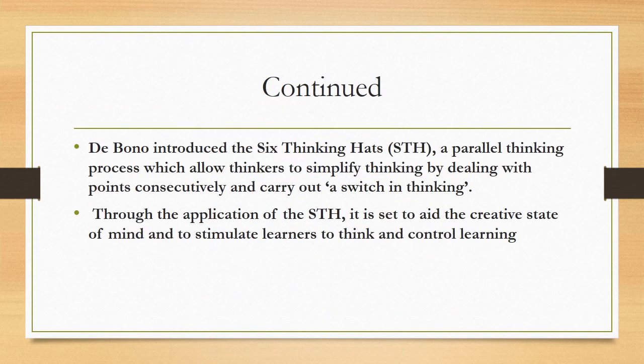Who is the creator of this strategy? He's called De Bono. De Bono introduced the six thinking hats, a parallel thinking process which allows thinkers to simplify thinking by dealing with points consecutively and carry out a switch in thinking. So you will think in a different way. While wearing a different color, you will think in a different way. Let's see. Through the application of STH, it's said to aid the creative state of mind and stimulate learners to think and control learning.